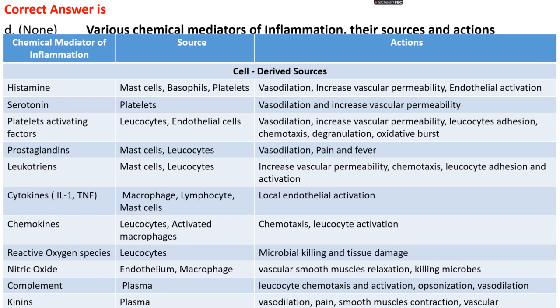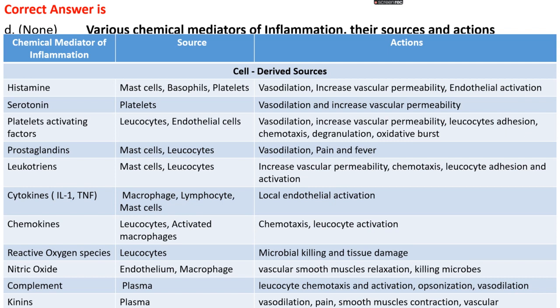Cytokines, that is interleukin-1 and tumor necrosis factor, are released from macrophages, lymphocytes, and mast cells, and cause local endothelial activation. Chemokines, released from leukocytes and activated macrophages, also cause chemotaxis and leukocyte activation. Reactive oxygen species released from leukocytes cause microbial killing and tissue damage. Nitric oxide, released from endothelium and macrophages, causes vascular smooth muscle relaxation and killing of microbes.